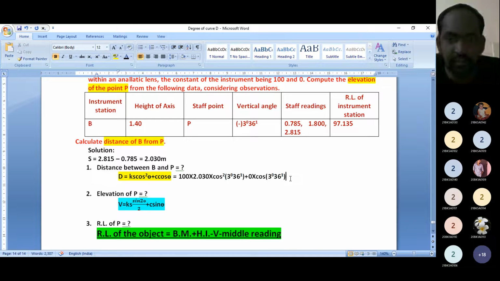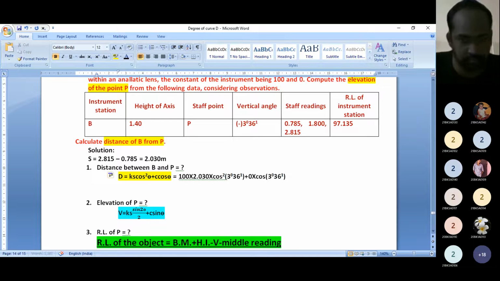So what is the D value here? 202.19 meters. That's all.